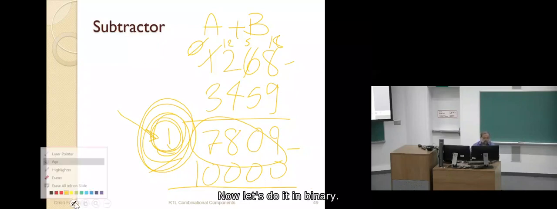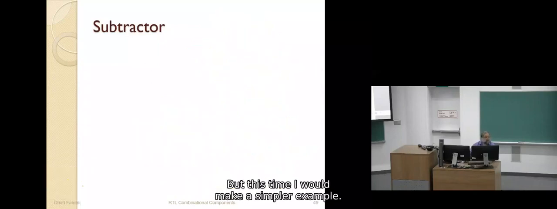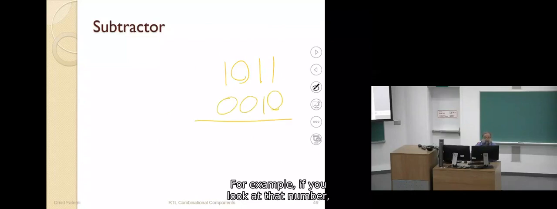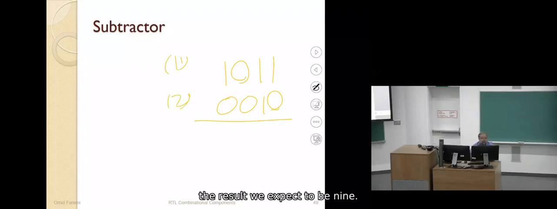Okay, so now let's do it in binary, but this time I would make a simpler example. Let's say the first 4-bit binary number is 1011. The second one is 0010, for example. If you look at that number, it is 8 plus 3. It is 11 in decimal, and this is 2 in decimal. The result we expect to be 9. So let's see it. So 0 from 1 is 1.